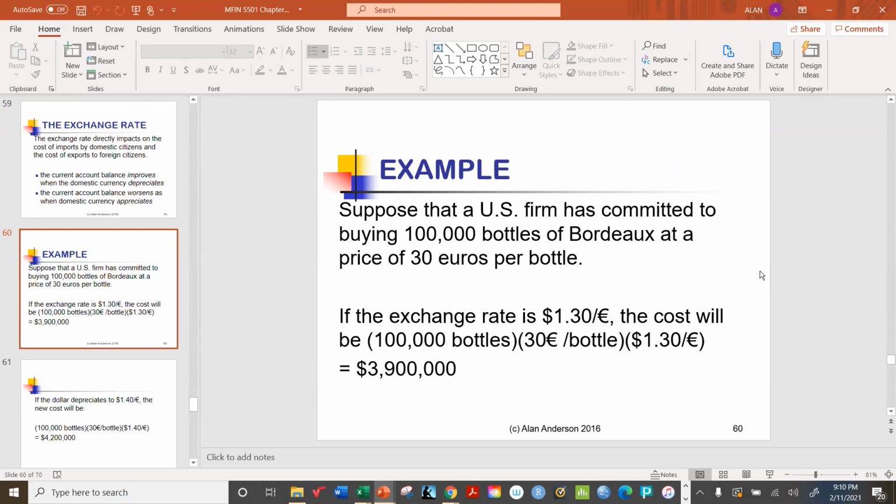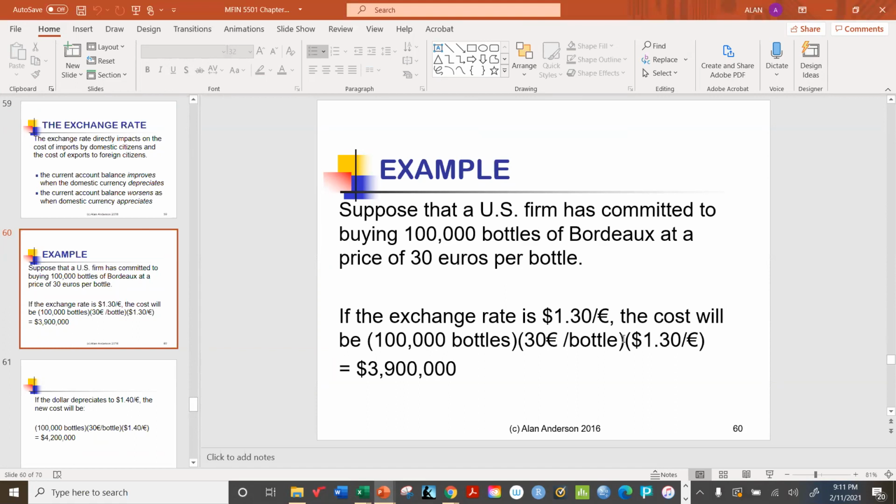So here's a quick numerical example that illustrates this. Suppose we have a US importer that's buying 100,000 bottles of Bordeaux from France, at 30 euros per bottle. If we're currently seeing an exchange rate of $1.30 per euro, that means we'll have to pay $3.9 million for those bottles. And then we hopefully will sell them at a profit in the United States.